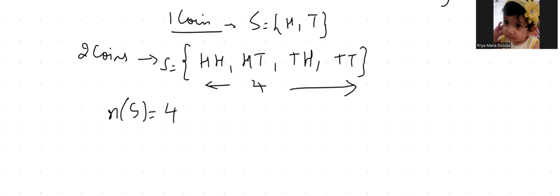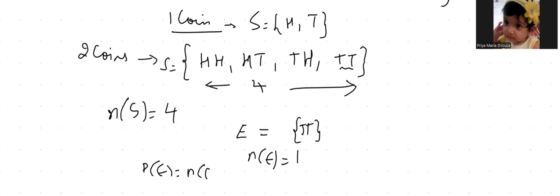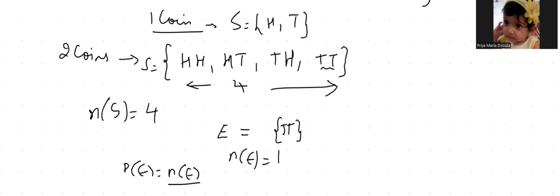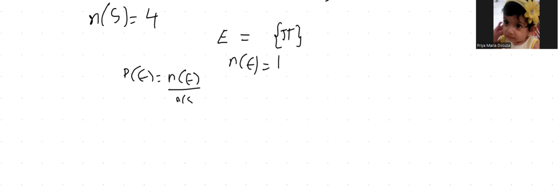We will be testing your knowledge of sample space as well. I can ask you questions like find the probability of getting at least one head, exactly one tail. So you should know all this. So if I say exactly two tails, what is the event? Two tails. There's only one possibility, no? There is only one event where you get two tails. So E is tail tail. N of E is 1. So probability of E is N of E upon N of S. So that will be 1 upon 4.